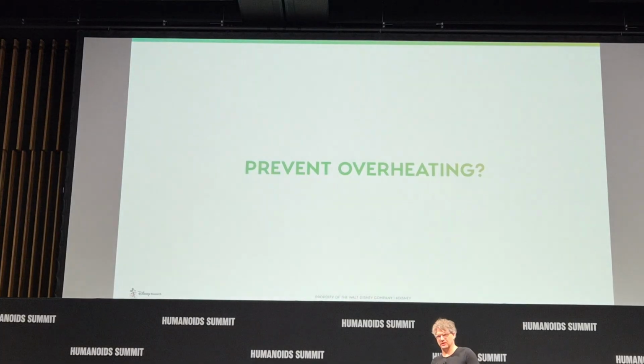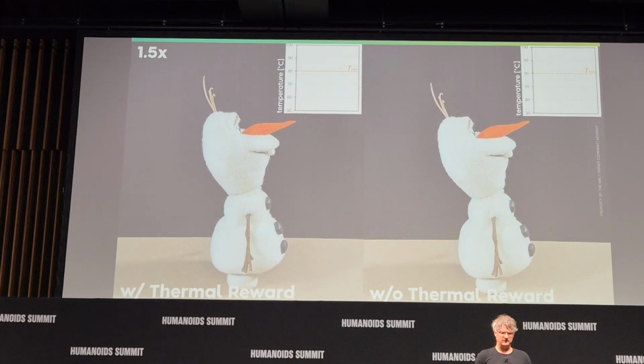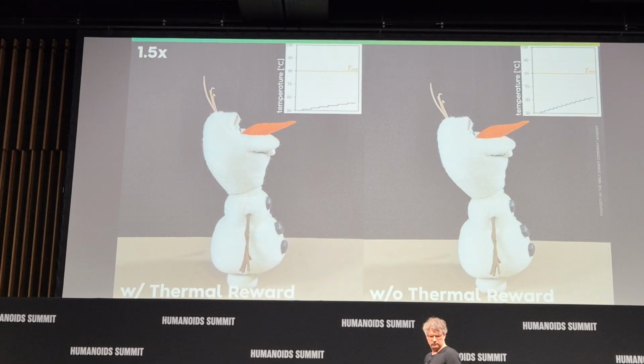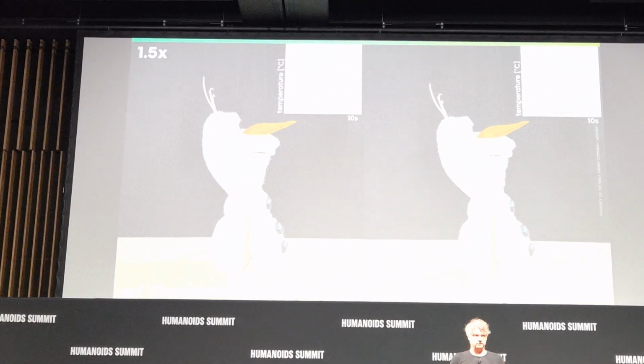So as you know, Olaf loves summer, so he should be able to walk around when it's hot outside. So you see these side-by-side comparisons here. With thermal rewards, you can actually make sure that you never exceed a certain temperature threshold. And again, the robot learned in simulation to do that. So if you add this to your simulation, you can get a lot more out of this learning-based control.